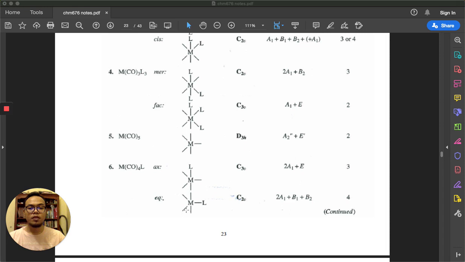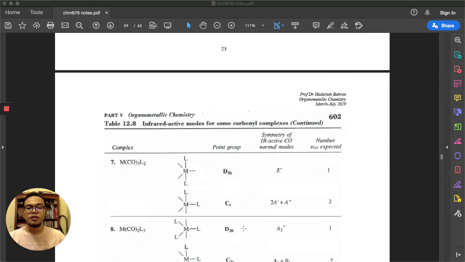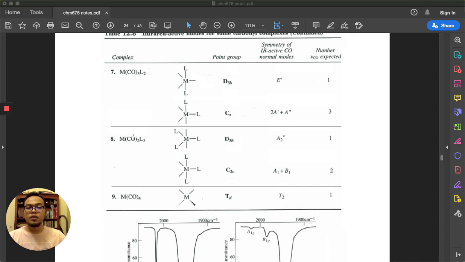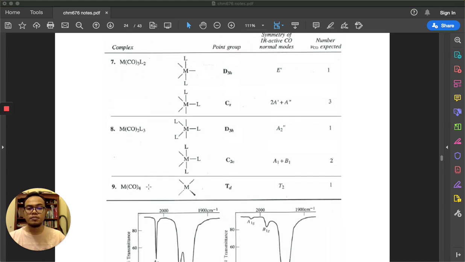For axial, we expect 3 frequencies. For equatorial, we expect 4 frequencies. Moving on, we have some other types of ligand here where you can read on. When we have 5 ligands, 2 of them carbonyl and 3 of them some other ligands, you should be expecting 1 or 2 frequencies. If you have 4 carbonyl ligands, you should be expecting only 1 stretching frequency.